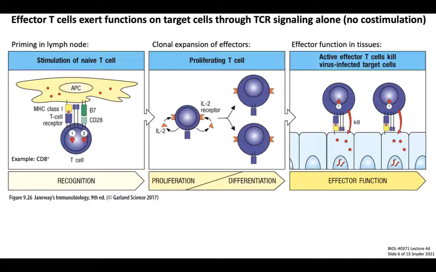This includes non-professional APCs, such as most other somatic cells that only express MHC class I and don't express any sort of co-stimulatory markers like CD80 or CD86. But keep in mind that these other types of infected cells still need to be able to be targeted by cytotoxic T cells in order to clear infection.